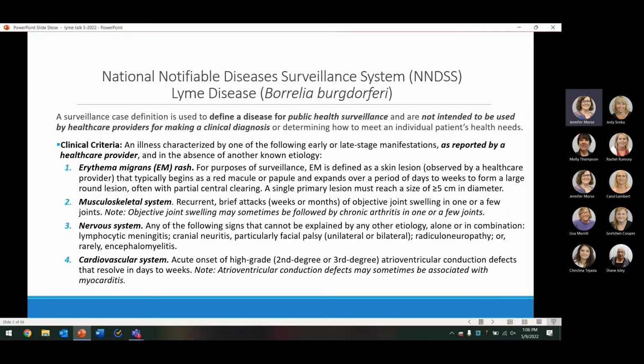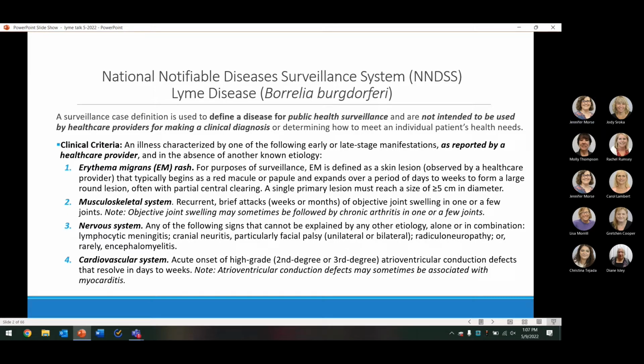This is a really busy slide. The next few slides are really busy. But this is from the CDC website, the National Notifiable Disease Surveillance System. Just a reminder, these definitions are used only by us in public health to define a case to be counted. It is not intended to be used by healthcare providers or for us to tell healthcare providers how to diagnose and treat Lyme. It's only to be used for us to define a case in order to help us know how to count it as a case.